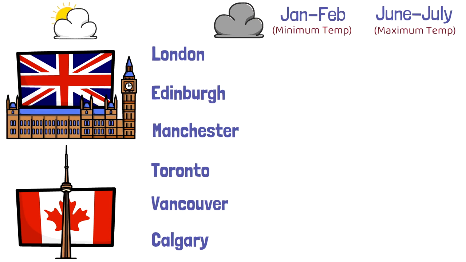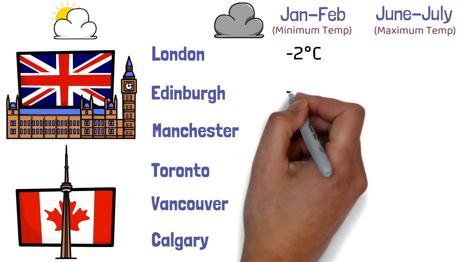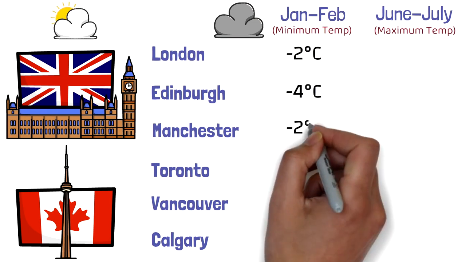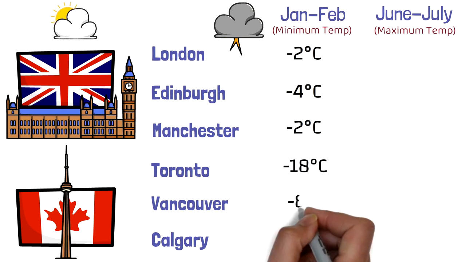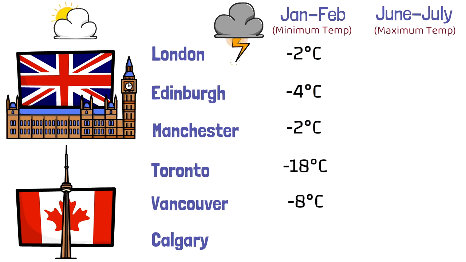So in the months of January and February, the minimum temperature in London was -2 degrees, in Edinburgh was -4, in Manchester was -2 degrees. When we talk about Toronto, it was -18 degrees. Then in Vancouver it was -8, and in Calgary it was -32 degrees. Obviously these would be the climates during the night time, maybe during midnight or so.